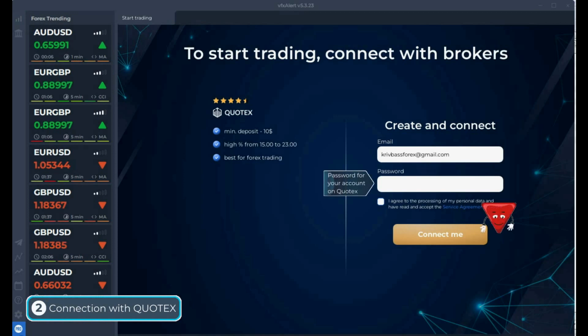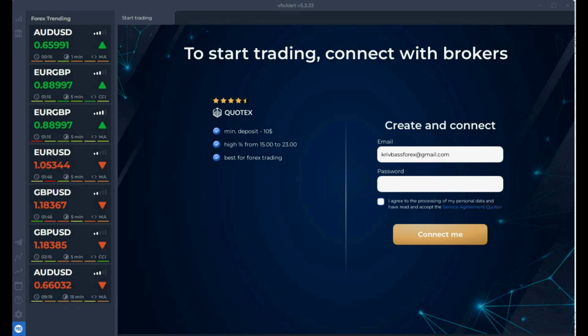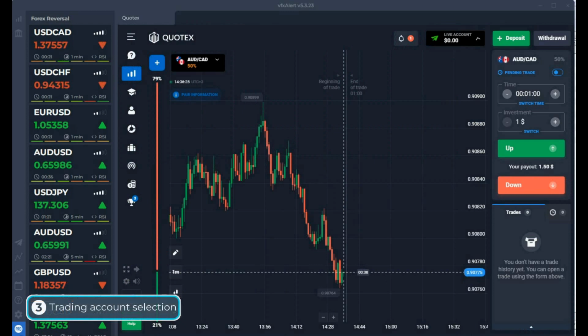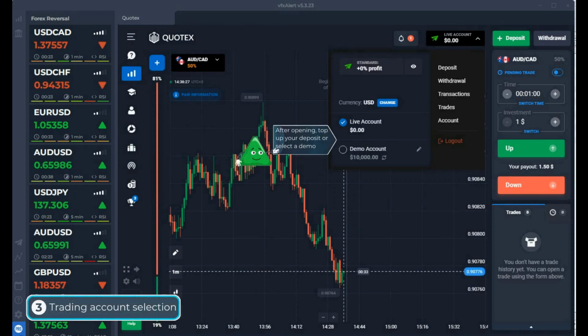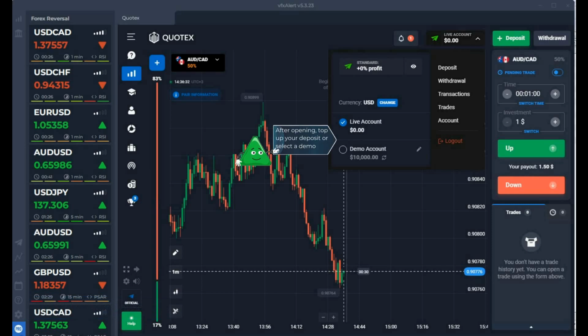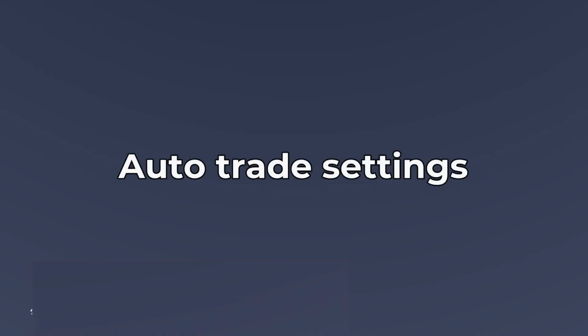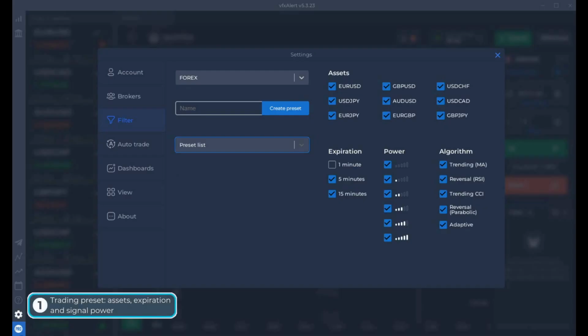The next step is to connect to the Quotex broker. Write the login and password of the account on the broker. We are switching to a demo account to test automatic options. Let's move on to the auto trade settings.